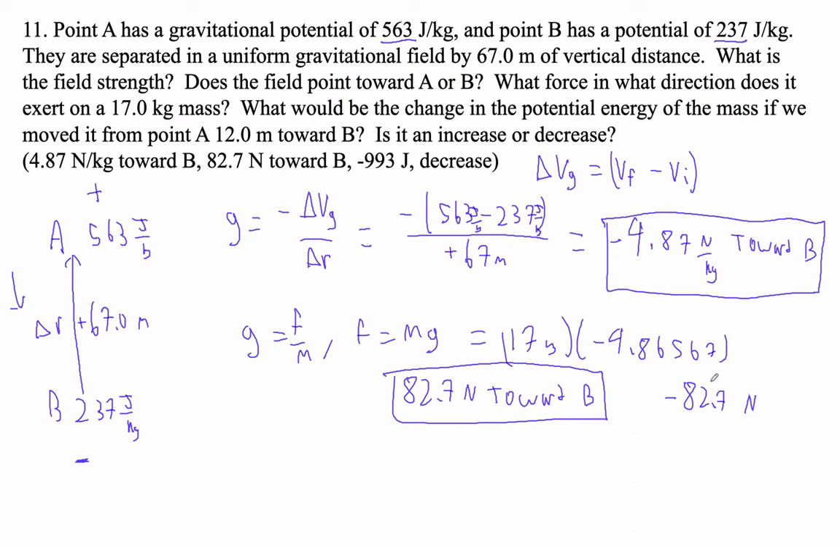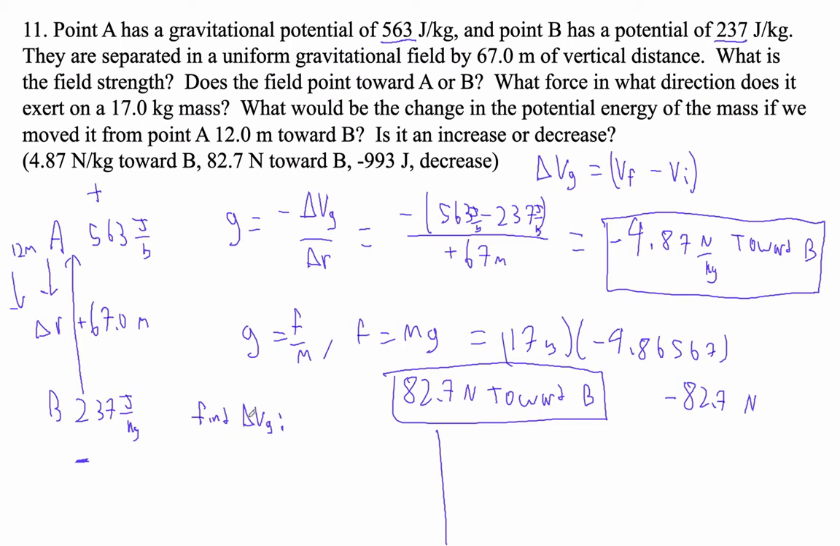What would be the change in potential energy of the mass if we moved it from point A 12 meters toward B? So not 67, we were just going to move it 12 meters. Okay, we can do this. What I'm going to do is two steps here. I could just, by the way, use potential energy equals mgh, but that would be cheating. Let's use our field theory equations here. So the first thing I'm going to do is find the change in gravitational potential.